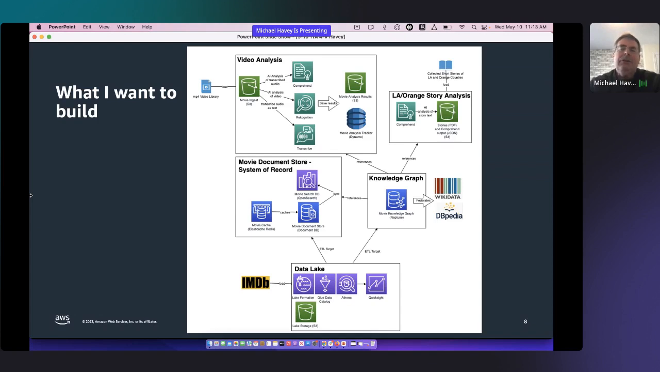And the knowledge graph will tie all this together. The knowledge graph is interested in what's in the movie document store, as well as the video analysis and the story analysis. The reason for the story analysis, by the way, is that it turns out that many of these stories mention movies, which allows me in the knowledge graph to actually tie stories to movies in an interesting way.